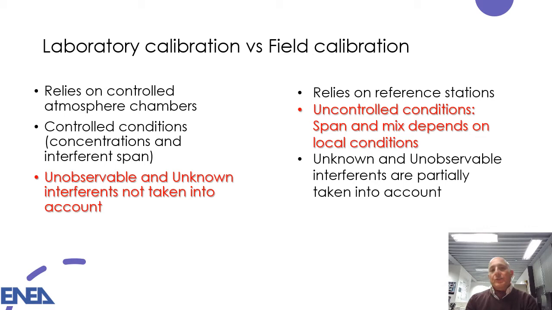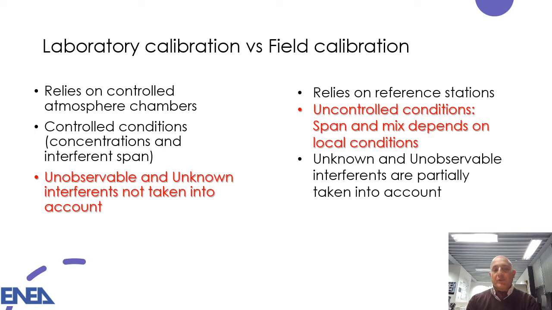Of course, we can try to derive this calibration from laboratory calibration or from field data, data actually recorded in the field. What is the difference between these two approaches? Of course, using laboratory-derived data has its own peculiarity. For example, in the laboratory, we can rely on controlled atmospheric chambers, so we can finely tune the concentrations of the different analytes and recreate a specific atmosphere. So we have controlled conditions in which we can vary the concentration and obtain both zero and span conditions for each of the relevant forces or the response of the sensor.